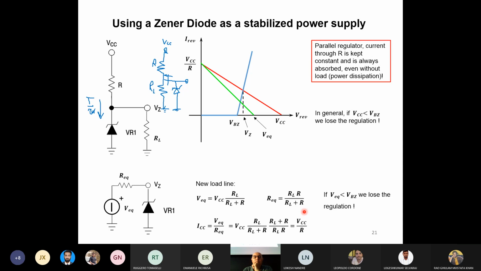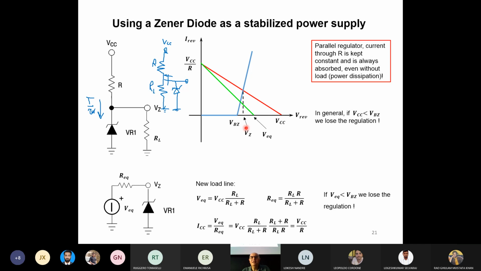Now, I have a new circuit where the Zener diode is the same. So I can use the same line here. Same characteristic for the Zener diode. But I have to change V equivalent and R equivalent for drawing the new load line. Okay, what is the intersection of this new line with the horizontal axis? Well, it will be V equivalent. That's the number here.